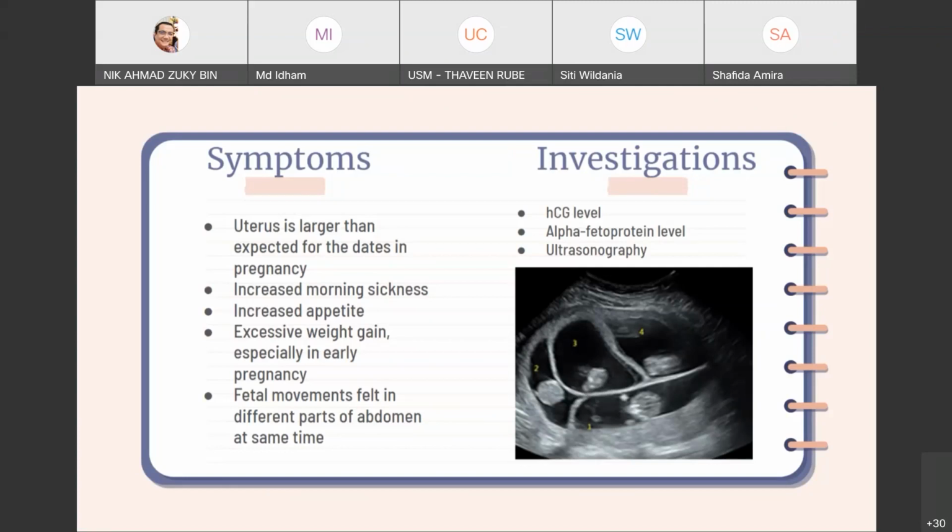For investigation, we don't do beta HCG as a routine, nor alpha fetoprotein. What we do normally is ultrasound examination. From the ultrasound, as you can see here, there are 4 fetuses, so you are able to diagnose multiple gestation by ultrasound. Beta HCG and alpha fetoprotein levels are not indicated, but if you measure, they will be high because of multiple gestation.